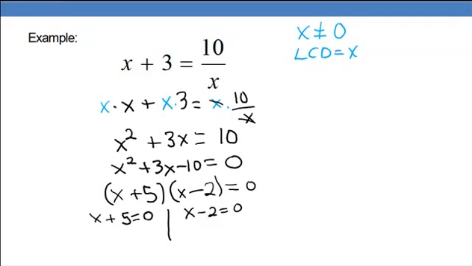So x plus 5 equals 0. 5 is added, so take it away. And x minus 2 equals 0. X is subtracted, so add. So we have found two solutions. Just look back and make sure that neither of these were excluded at the beginning. Only 0 was excluded, so we're fine. Our solutions are -5 and 2.